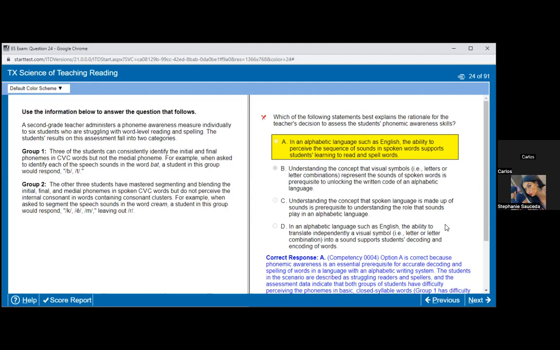Anyway, so they fall into 2 categories. Group 1, 3 of the 6 students can consistently identify the initial and final phonemes in CVC, consonant, vowel, consonant words, but not the medial phoneme. For example, when asked to identify each of the speech sounds in the word bat, a student in the group would respond b.